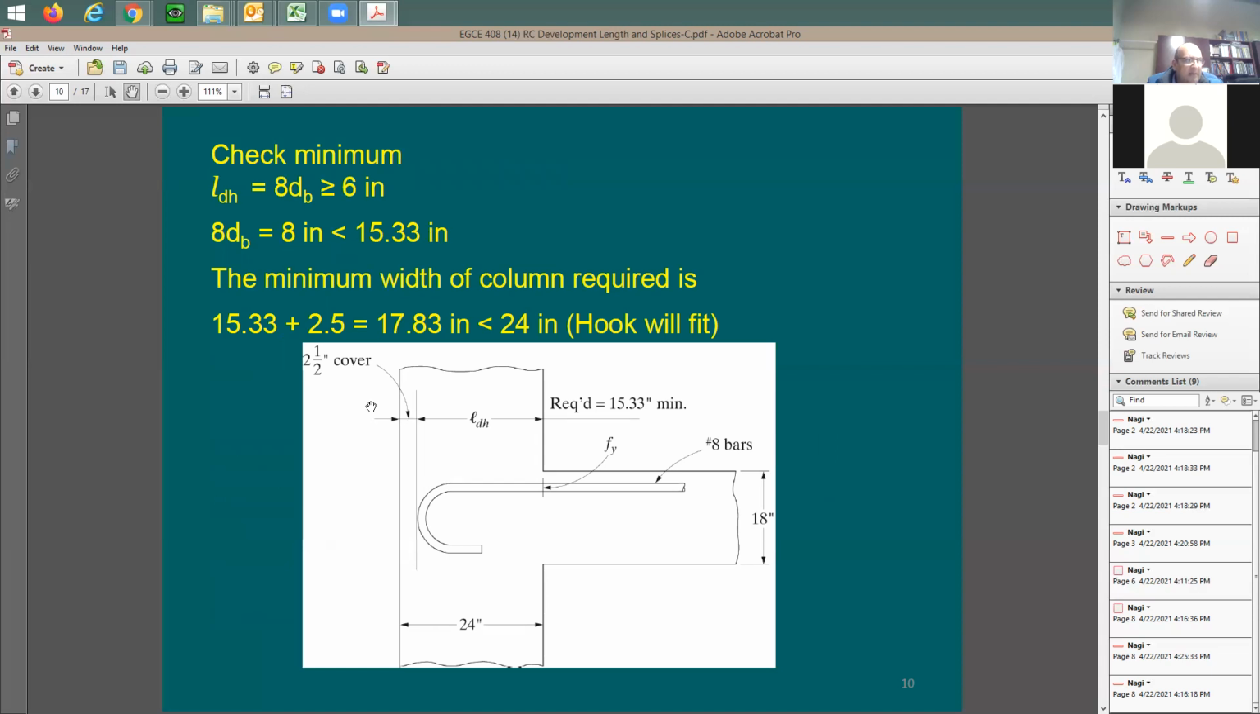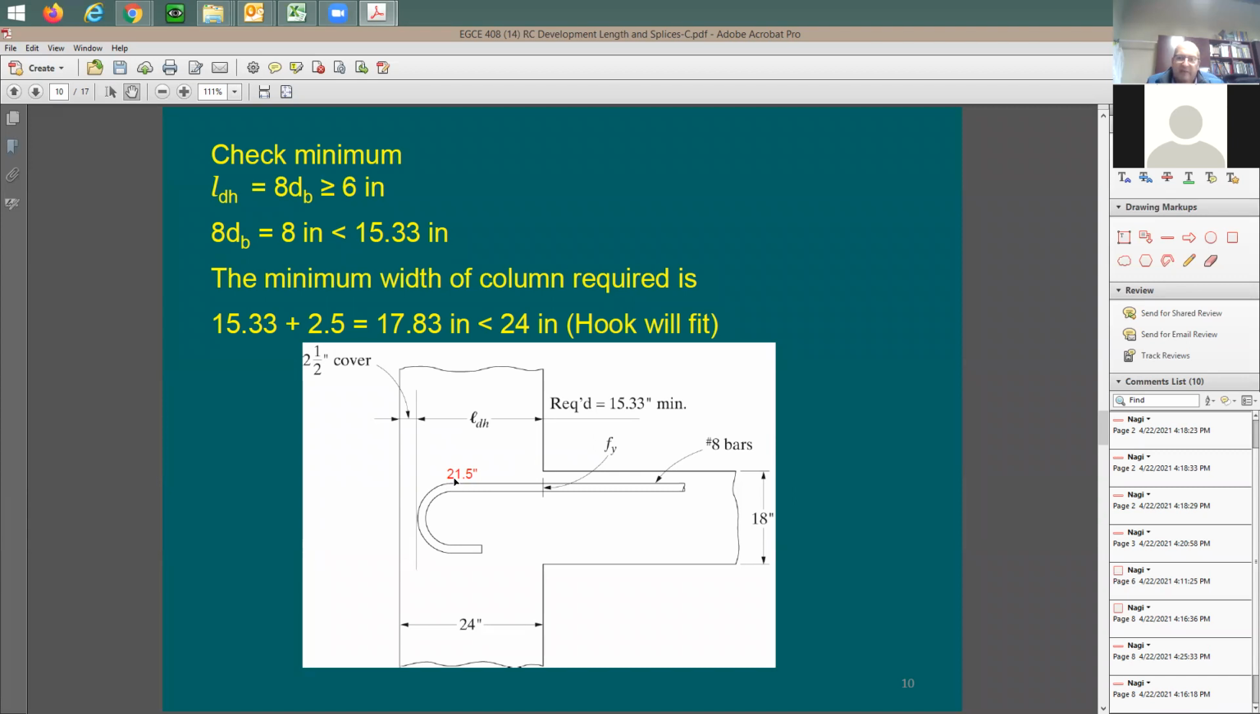You can say at the end, I'm going to be adding here 2.5 inch cover, right? Plus 15.33. Yes, this is going to be the minimum, right? This is great because now I'm going to be within this 24 inches. So what is the actual length that I provided here? You see, the actual length is going to be 24, subtracting 2.5 is going to be actually 21.5 inch. So the needed development length for the hook is 15.33. I provided 21.5 in my details.